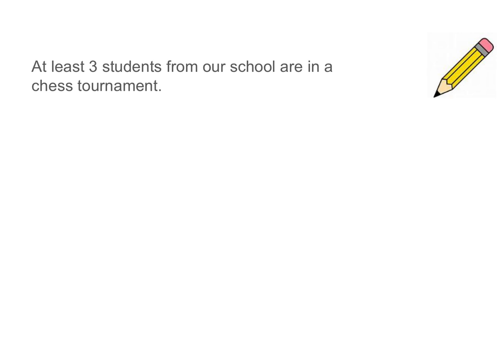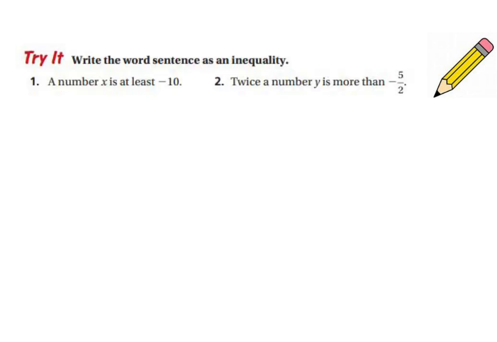At least 3 students from our school are in a chess tournament. Students from our school could be represented with the variable S. At least means greater than or equal to. So S is greater than or equal to 3. Now you try it. Try it number 1 and 2 on your own, and then push play when you're ready for the solutions.